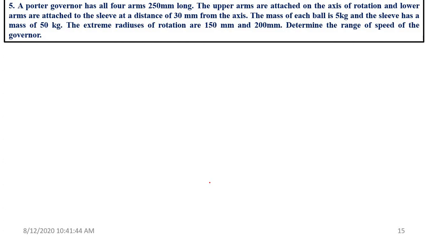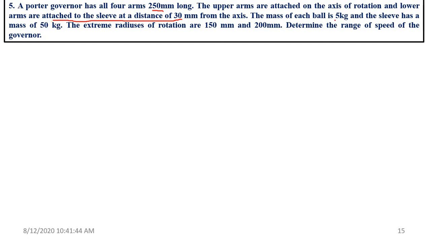Okay, next problem. A Porter governor has all four arms 250 mm long. The upper arms are attached to the axis of rotation. What is the difference from the second problem? In the Porter governor, all four arms are 250 mm, that means the arms are equal. The upper arms are attached on the axis of rotation and the lower arms are attached to the sleeve at a distance of 30 mm from the axis. That means the eccentricity is fixed.